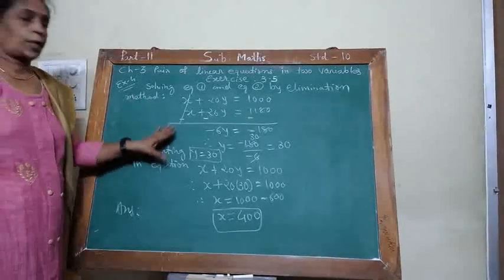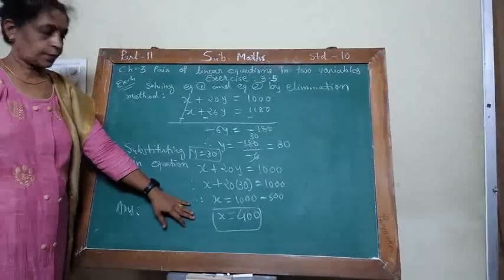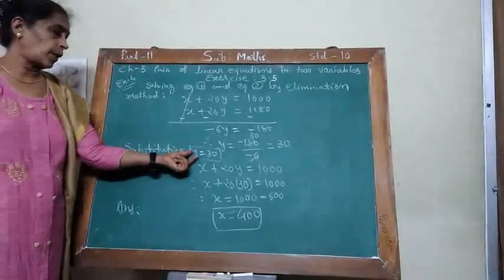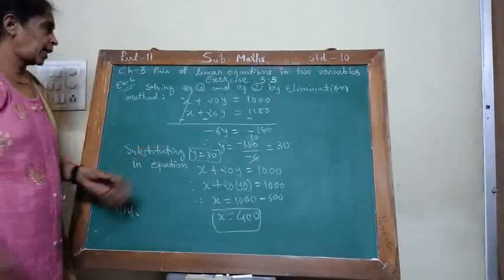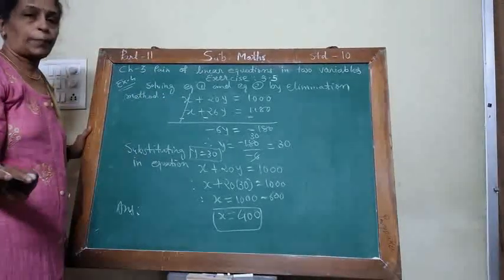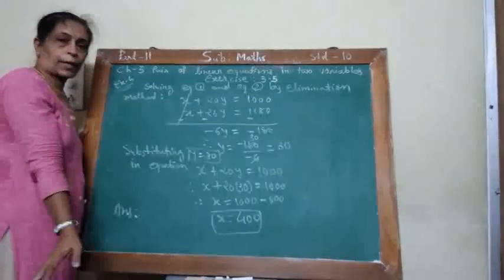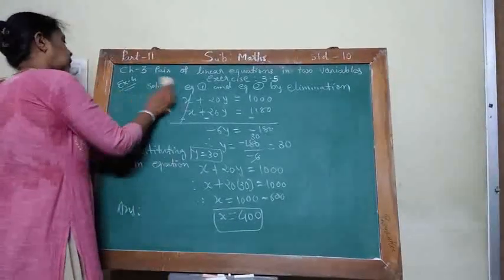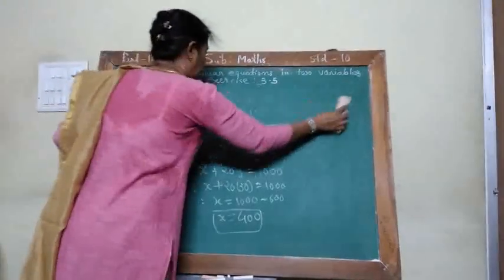At last you have to write the answer: the fixed charge of the hostel is rupees 400, and the charge for food per day is rupees 30. That you have to write at last. This way I completed the first example. To make the equation is a very important thing. If you make the equation wrong, then you will not get the answer. So forming the equation is the very important thing in the sum. This way I have completed the first sum.